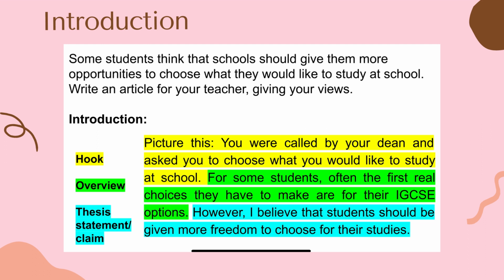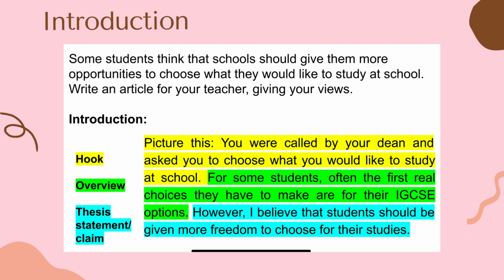It can be, for example, shocking trivia, statistics, factual information, rhetorical questions. It can be personal anecdotes, or you can use descriptive words to let your readers imagine how it would look like if this thing will happen. Like for me, I use the descriptive imagination for my reader. Again, we are writing for a teacher. So hook statement, picture this.